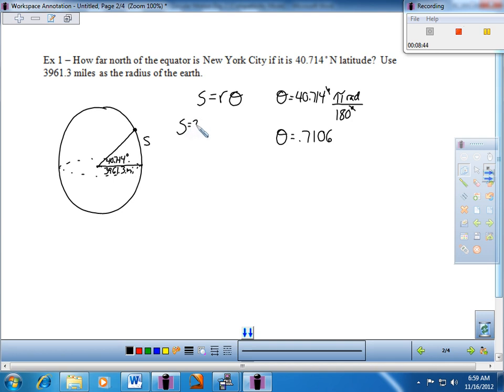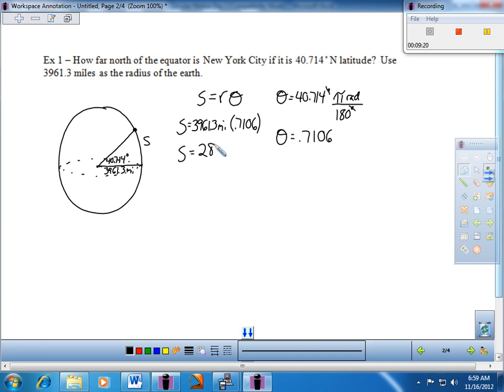So S equals 3961.3 miles times the 0.7106. And remember, I do units with everything here. In this case, I have miles just times the real number, so I'm actually not changing my units. The radius units will be, of course, the same as the arc length units, and we kind of looked at that piece before. And so, again, I would ask you to just grab your calculator there and do 3961.3 times 0.7106. And I get something along these lines right here.